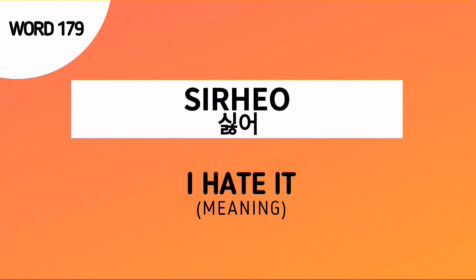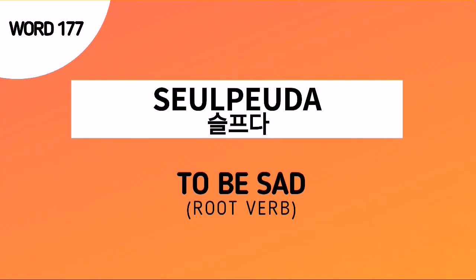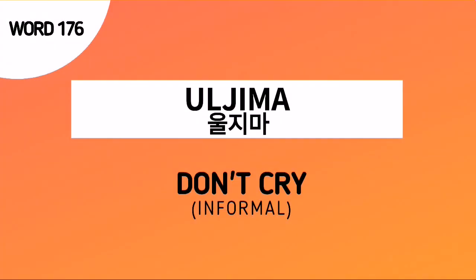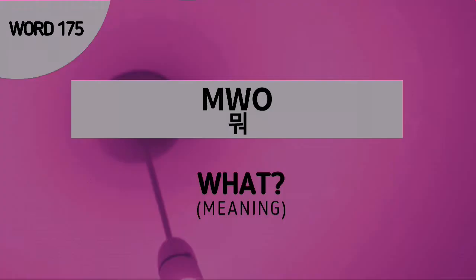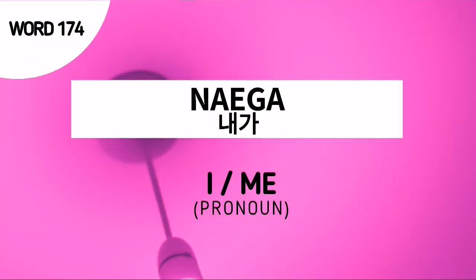Word number 179 is 싫어, which means I hate it. Word number 178 is hana, which pertains to number 1 of the native Korean numbers. Word number 177 is 슬프다. This is a verb which means to be sad. Word number 176 is 울지마. This is an informal way of saying don't cry. Word number 175 is bo or mo, and this is used to ask what. And the last for our review is word number 174, 내가, and this is a pronoun which means I or me.